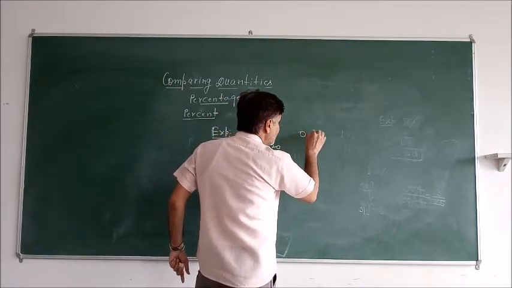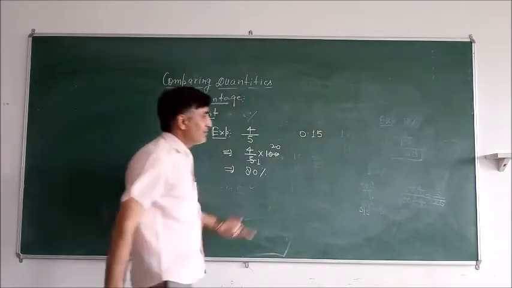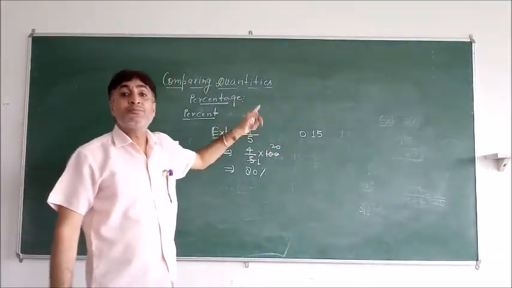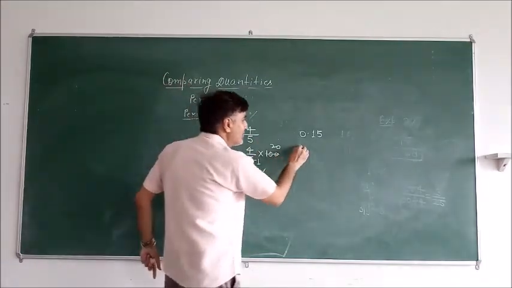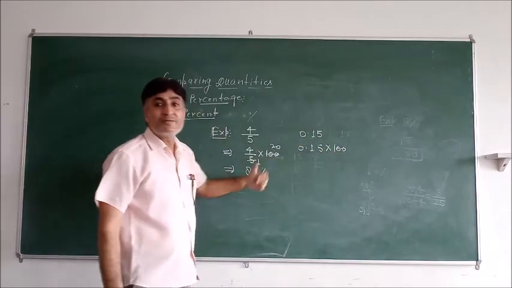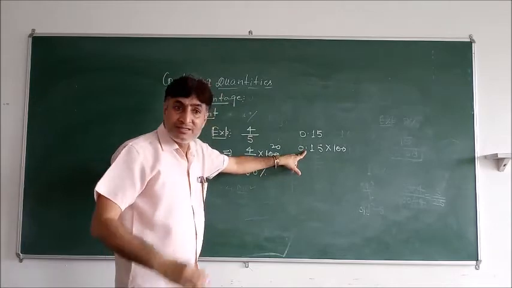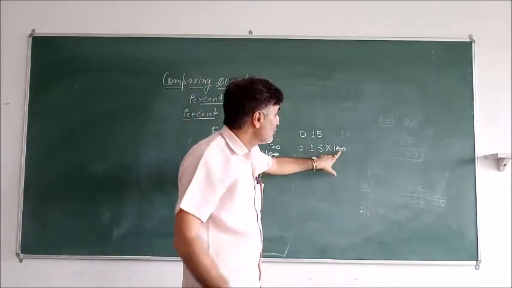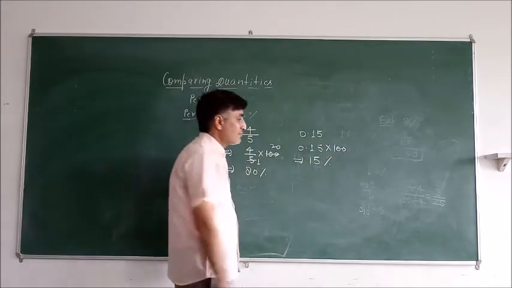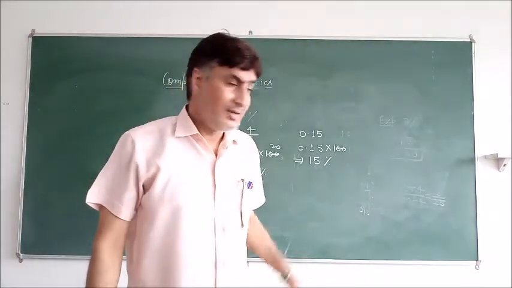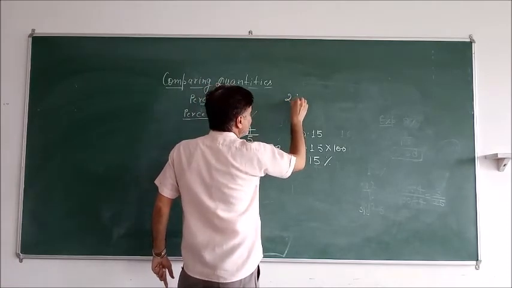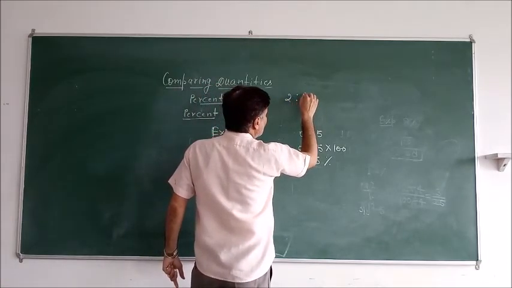A number, say 0.15. That is the decimal form of a number, and we want to convert this number into percentage form. Just multiply this decimal form by 100, and when we multiply this number by 100, the decimal sign shifts towards the right by how many places? 2 places, and this number becomes 15. So it becomes 15%. Let us take another example. Say a number is written in the form of ratio, say 2:5.